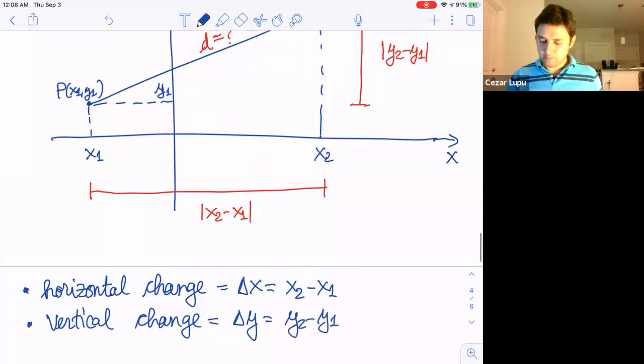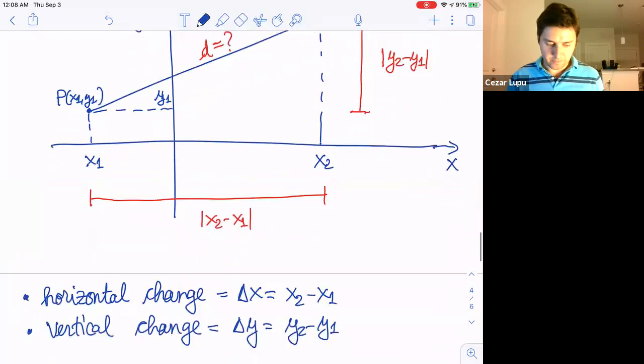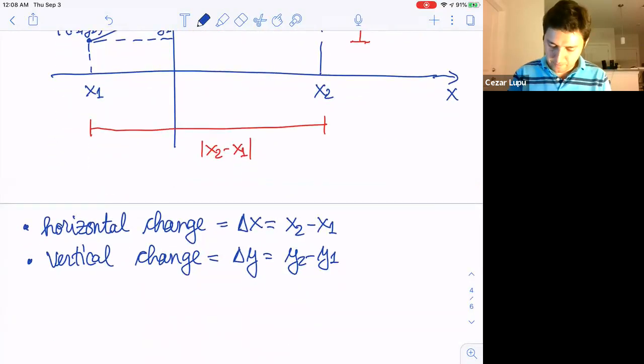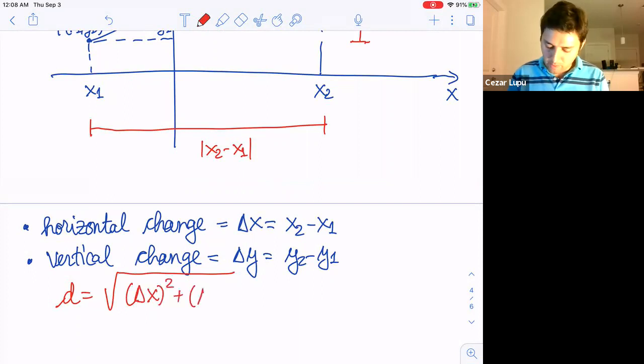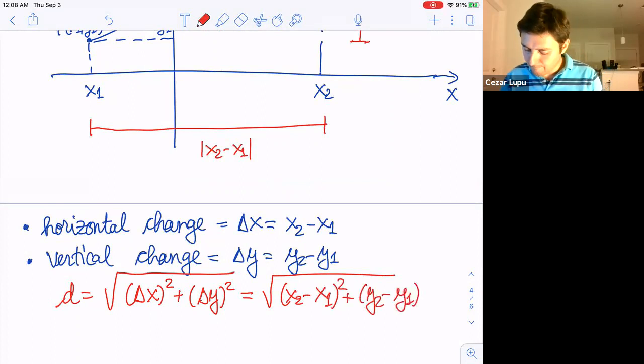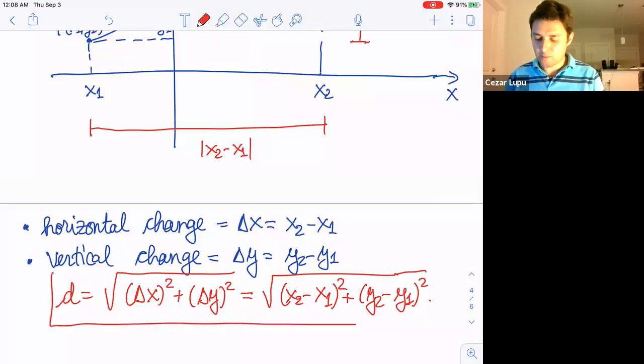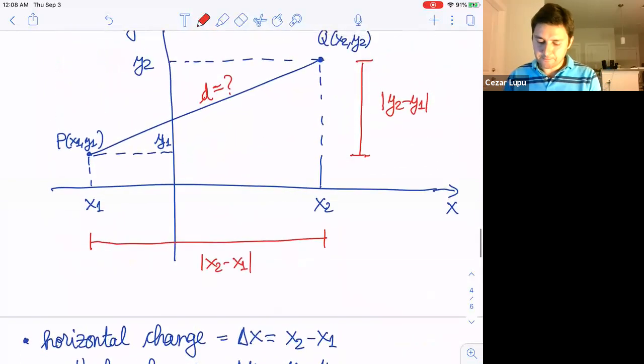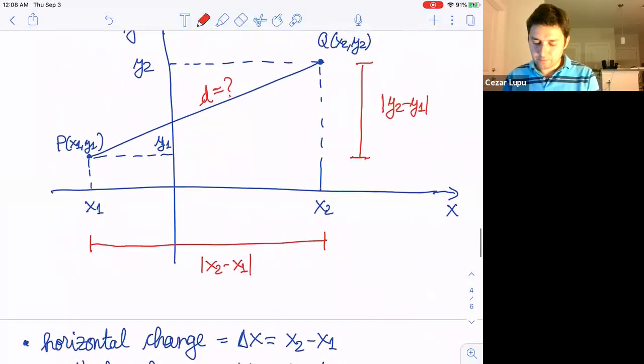All right, great. Well, if you look at it, the distance formula will be nothing else than just the square root of delta x squared plus delta y squared. And if you want to write it in this way, it will be the square root of x2 minus x1 squared plus y2 minus y1 squared. And that's the distance formula. So it's very easy to see.